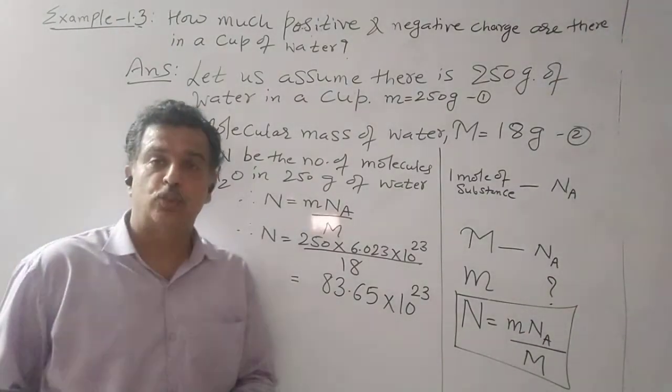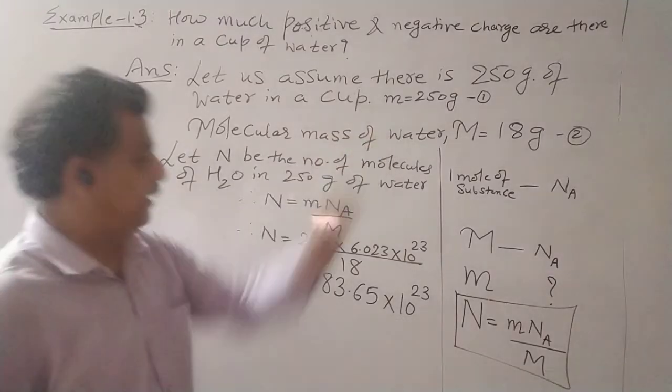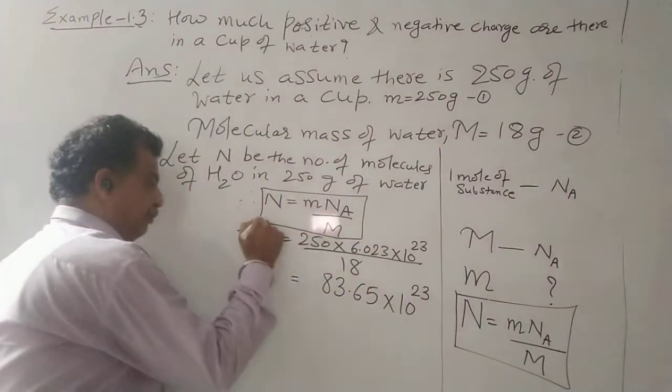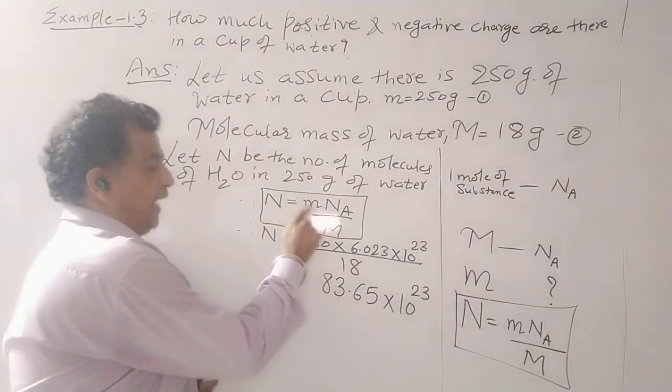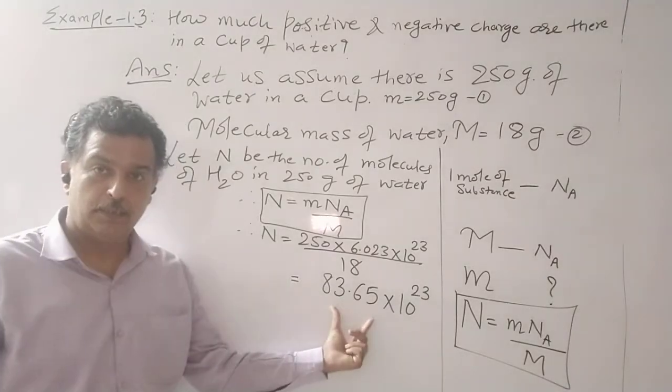So we have 83.65 into 10 raised to 23 water molecules in 250 gram. So you remember this formula to find out the number of molecules or atoms in a given mass M. So this is the number of molecules.